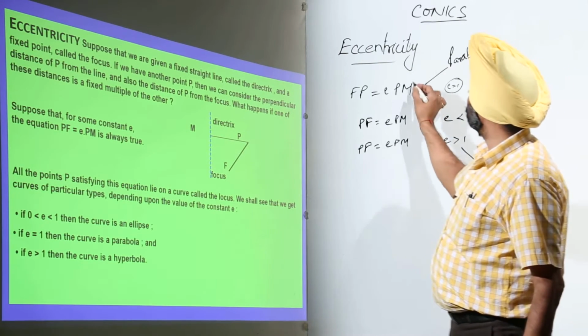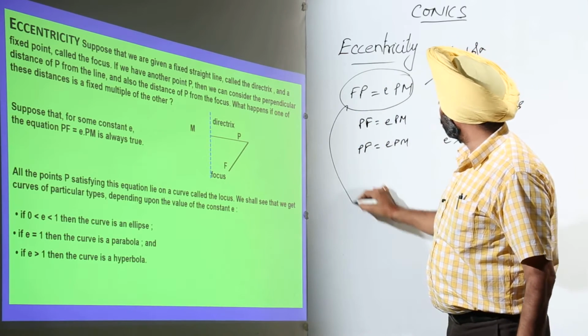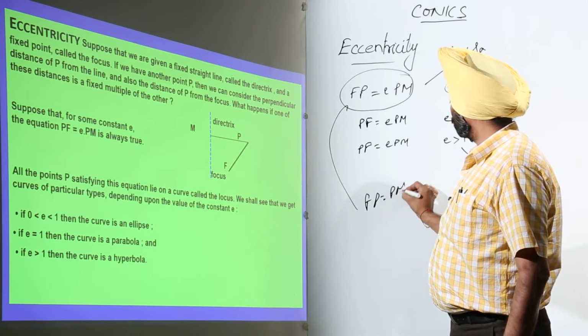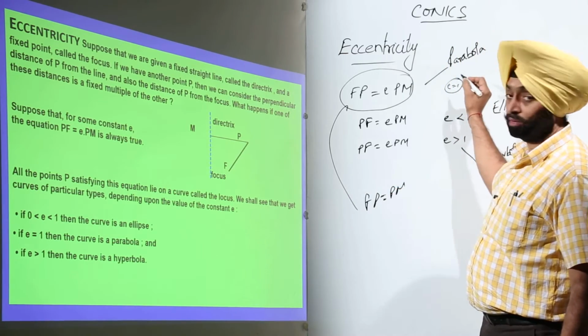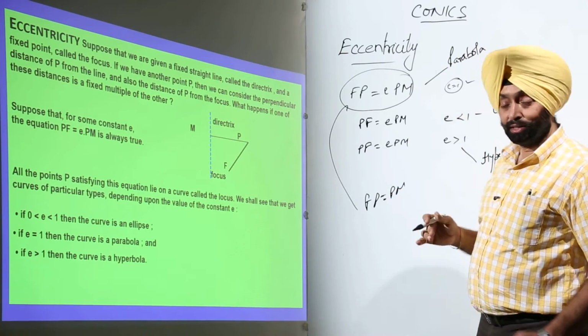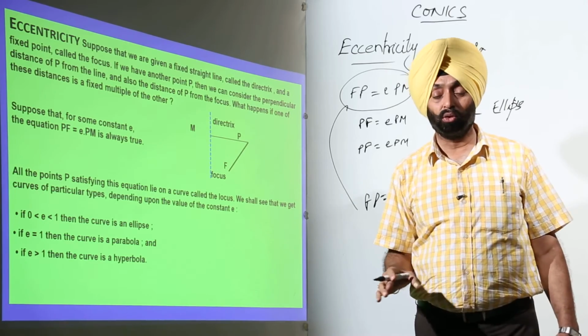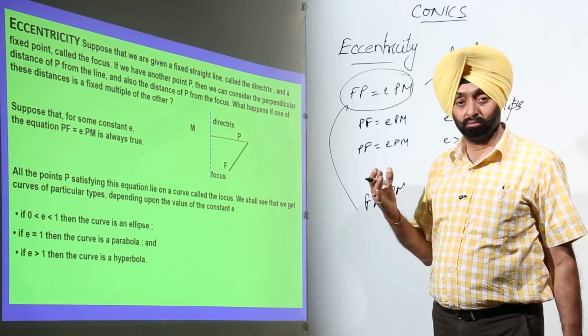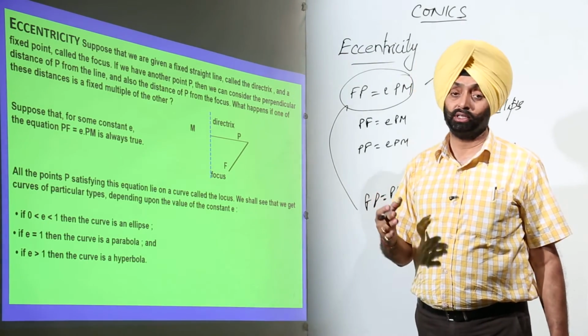So for only this part, we are writing this as FP is equal to PM, because here e is equal to 1. So eccentricity plays a major role for the conics. Either it is an ellipse, or a hyperbola, or a parabola.